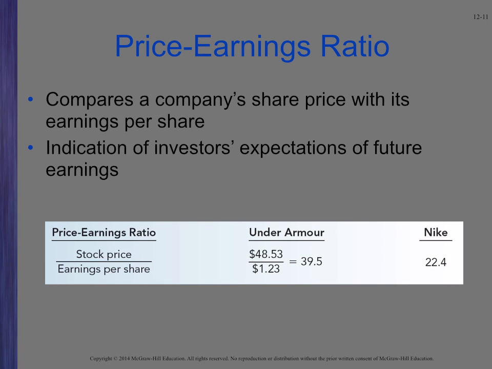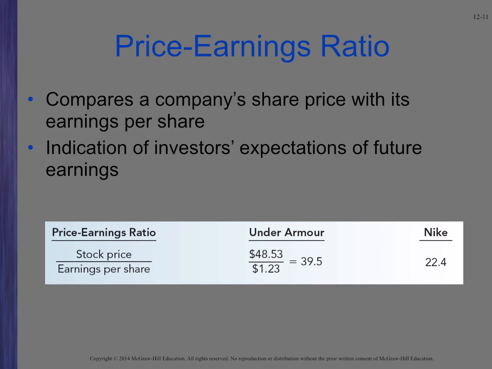At the end of 2012, Under Armour's closing stock price is $48.53, and the company reports earnings per share for 2012 of $1.23. This represents a PE ratio of 39.5. The stock price is trading at 39 times earnings. In contrast, the PE ratio for Nike is 22.4.